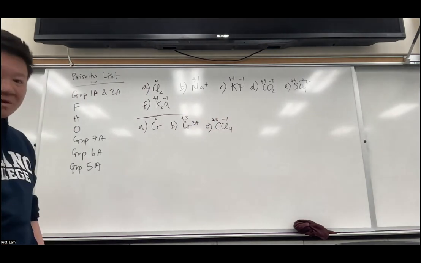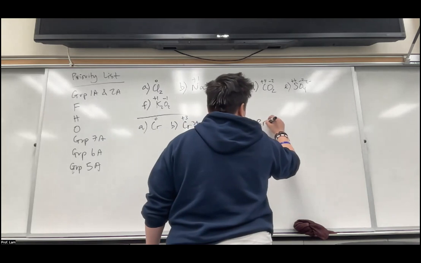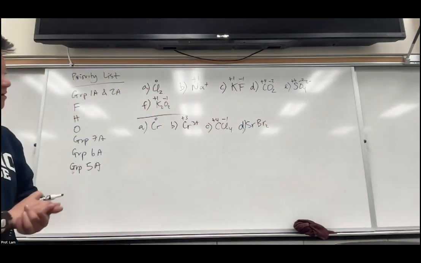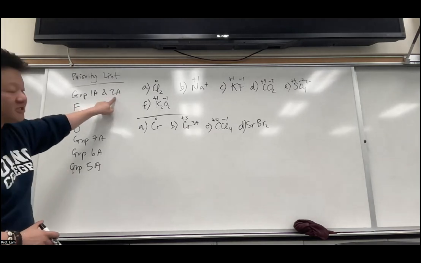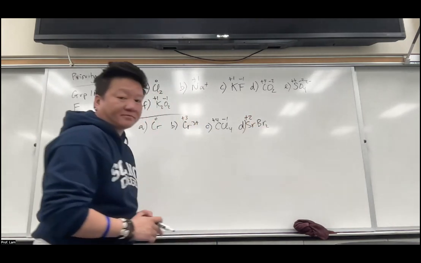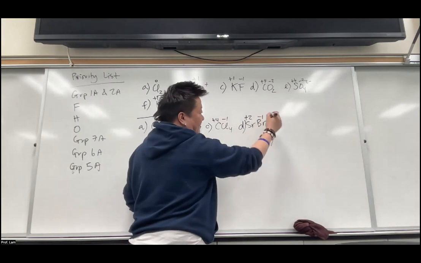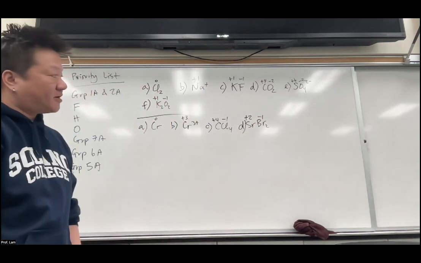Okay. Let's do D. SrBr2. All right, between Sr and Br, which one are we going to assign first? Let's look at the metals in group 1A or 2A. Yep, strontium is in group 2A. So therefore, strontium will get +2. Okay. And since this needs to be neutral, each bromide has to be -1. Right? Strontium bromide.